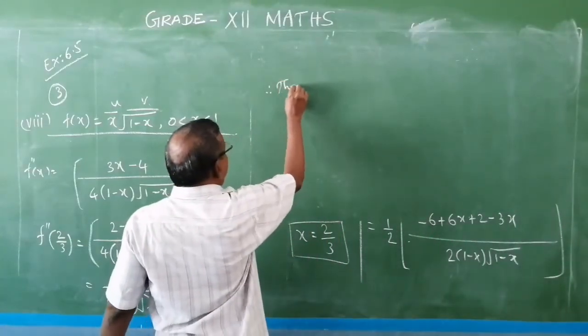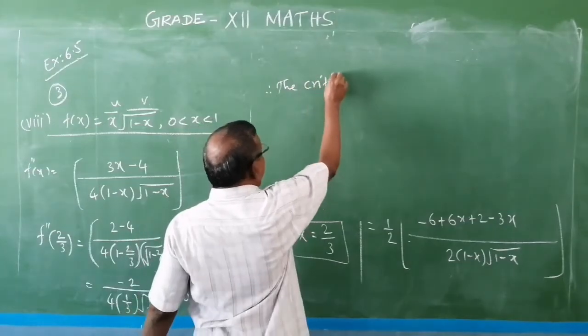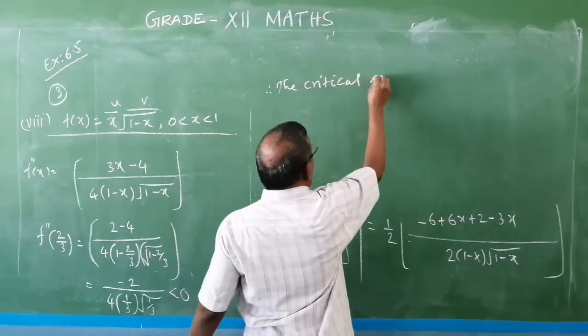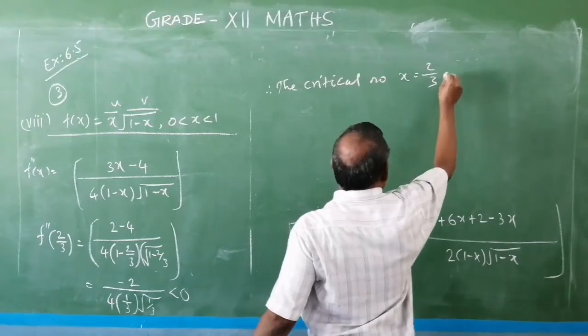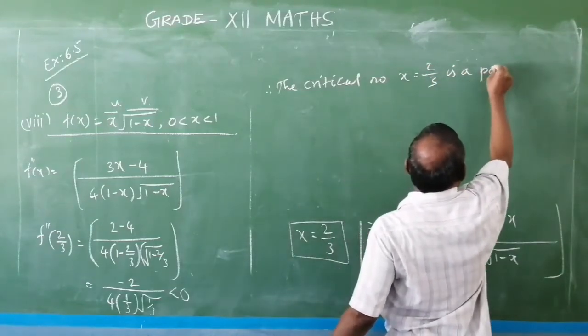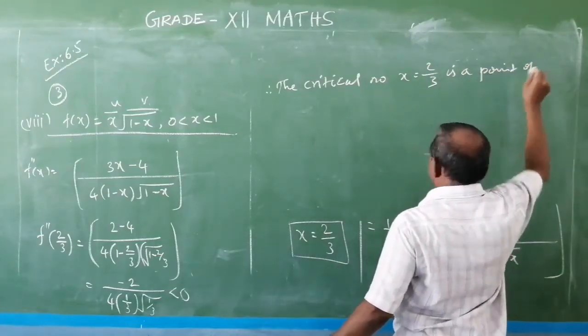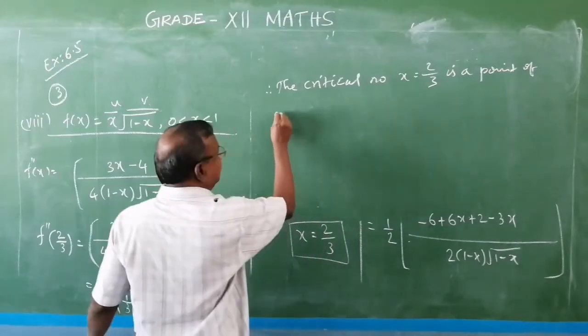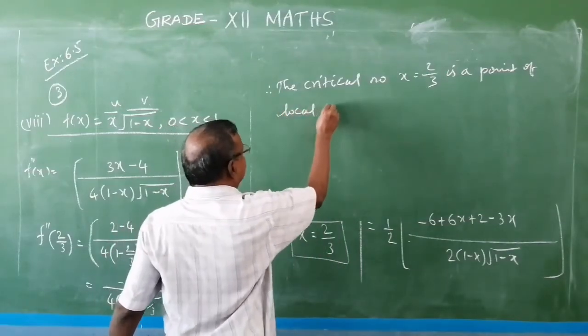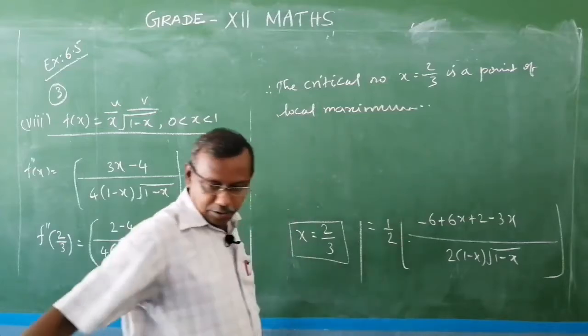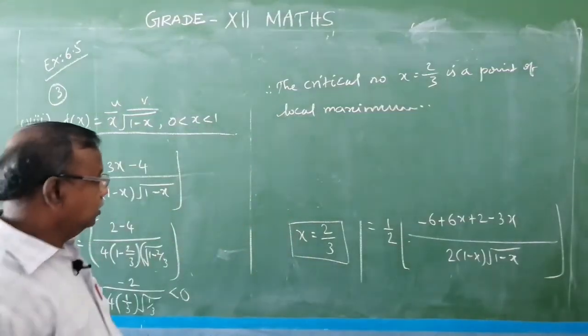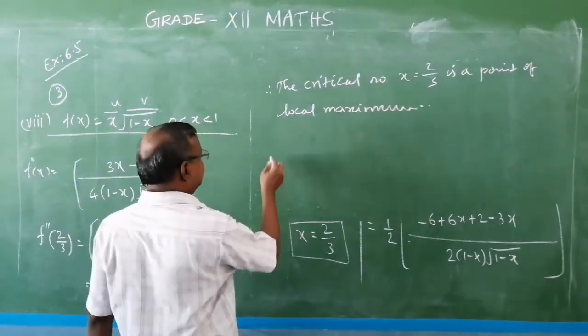Therefore, the critical number x equal to 2 by 3 is a point of local maximum. Now, the local maximum value.